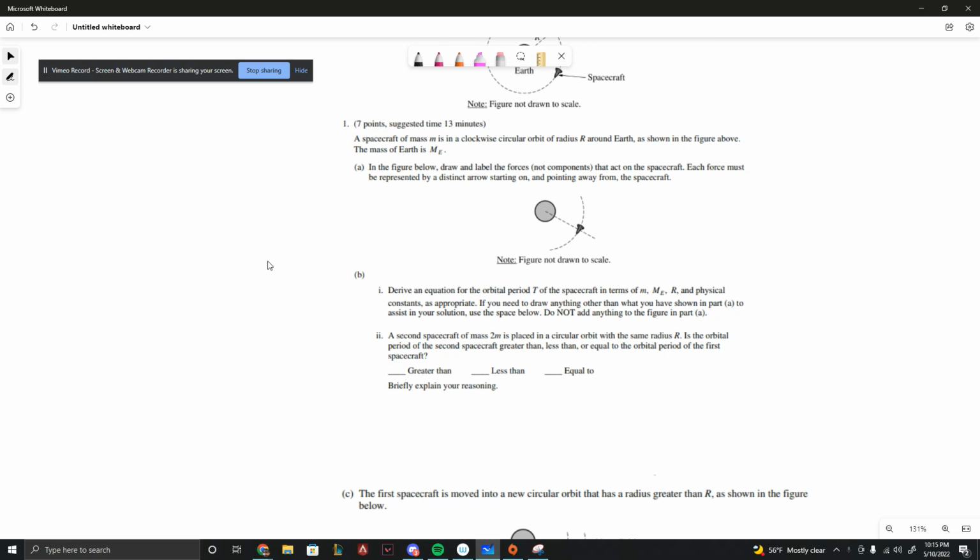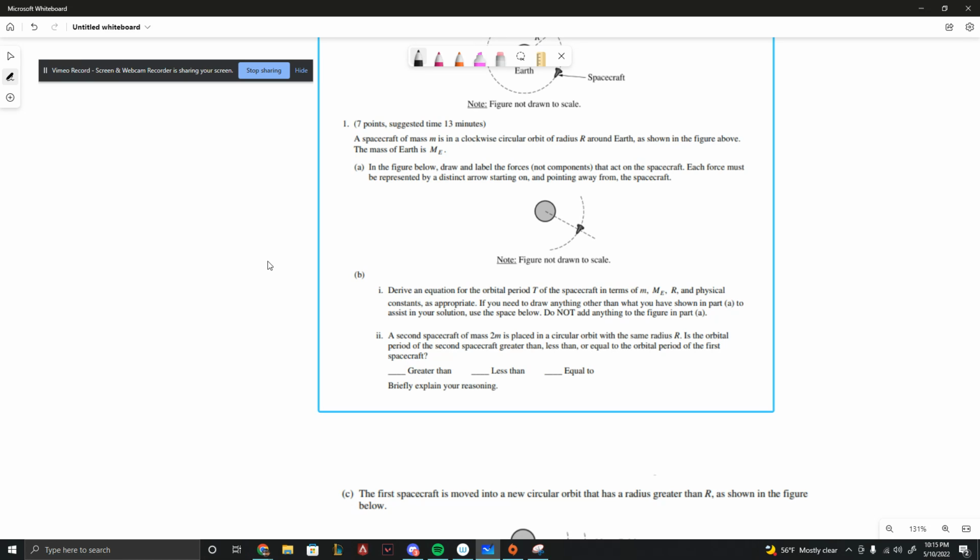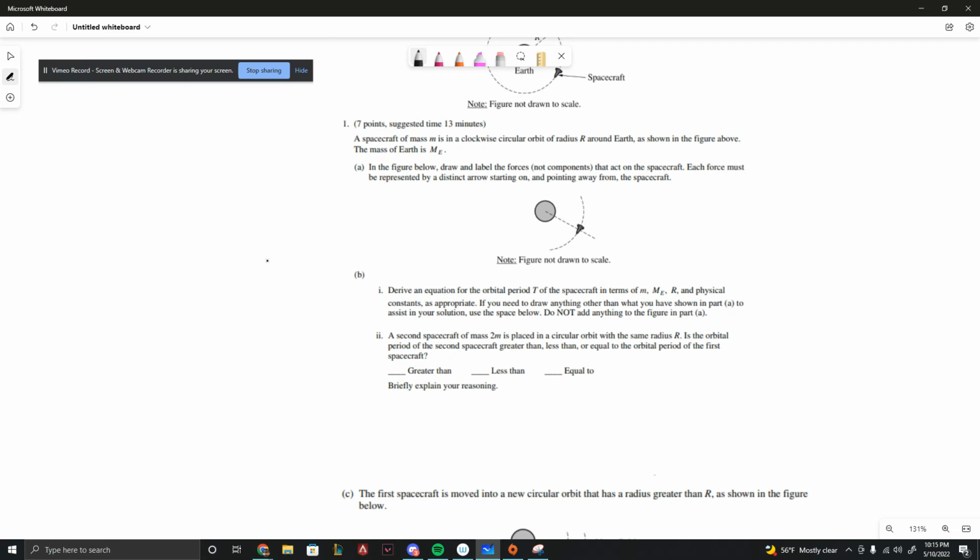So, let's talk about what's going on here. Well, we know that the force of gravity is going to be pointing inwards. So, F_G. But is there anything else that we have? Let's think about it. There's really nothing else. So, force of gravity is the only thing we have going inwards, and that's it.